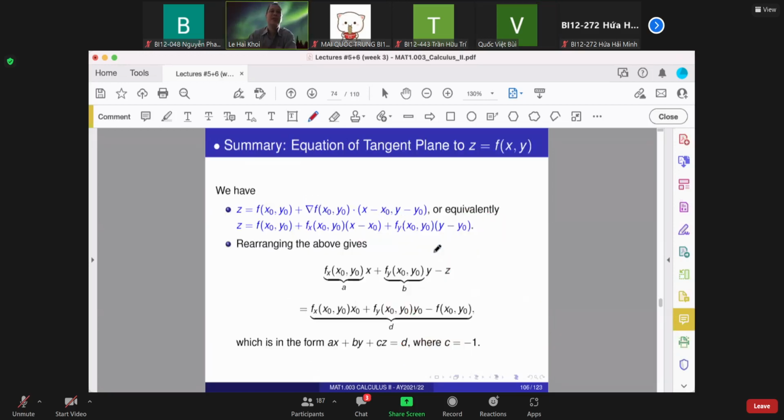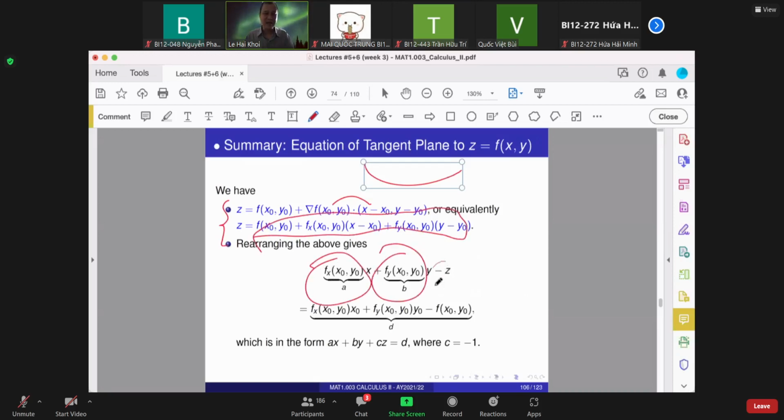Okay. In summary, you have the equation of the tangent plane to the graph of a function like this, one of the two forms. And of course, when you expand it, right? Because this is the product of two vectors. We have this one, expanded. You get this is Ax, this is Bx minus z equal to D. So this is the equation of a plane. Surely you know it quite well from high school. Then this slide you should remember. Okay?